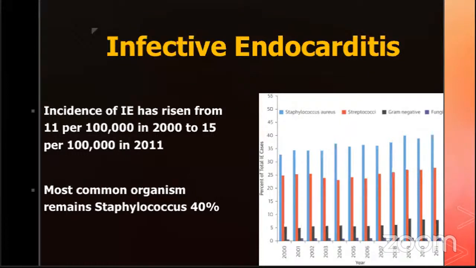This diagram here shows that out of 457,000 infective endocarditis-related hospitalizations in the United States from 2000 to 2011, the highest is Staphylococcus aureus, followed by Streptococci species and gram-negative organisms, and then fungus.